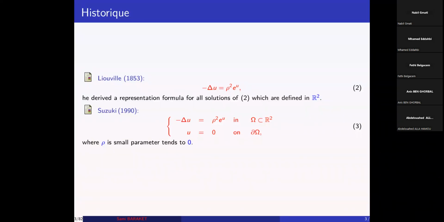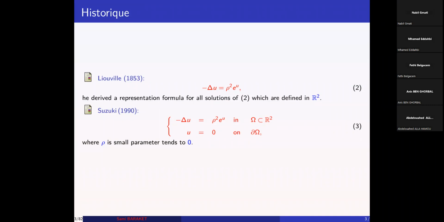So equation 1 becomes minus Laplacian u equal to rho square exponential u in R2. This equation has been well studied by Liouville. He gave all solutions of this equation using complex analysis.